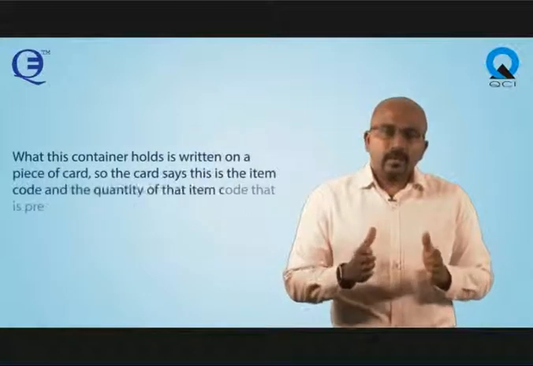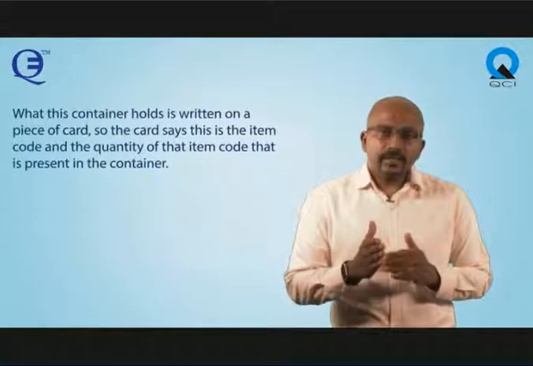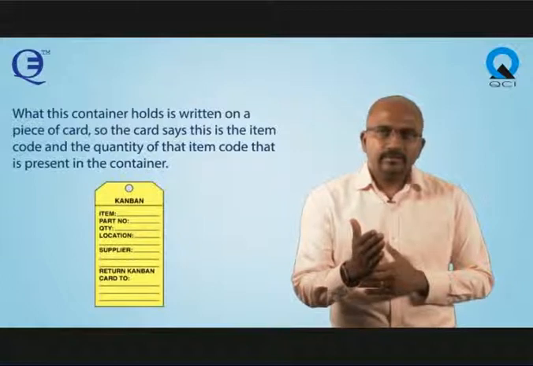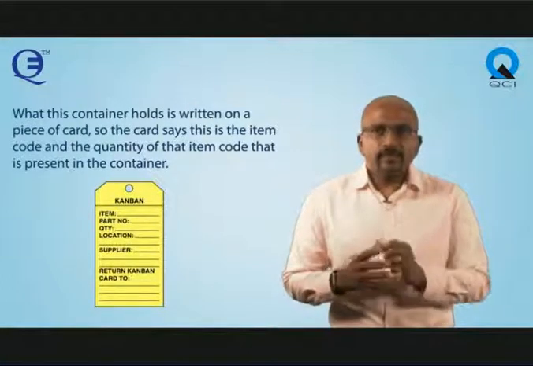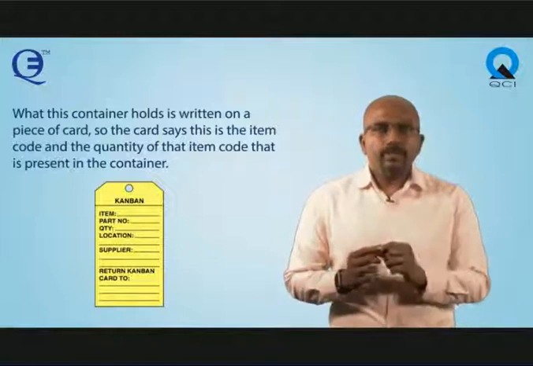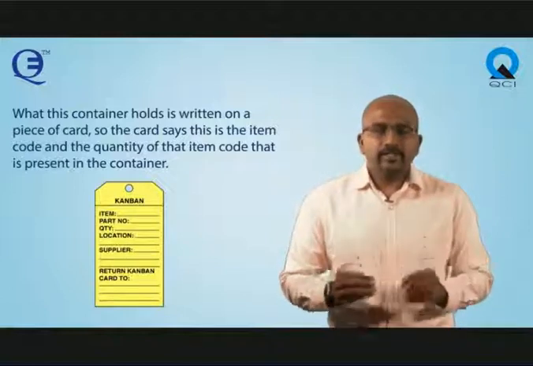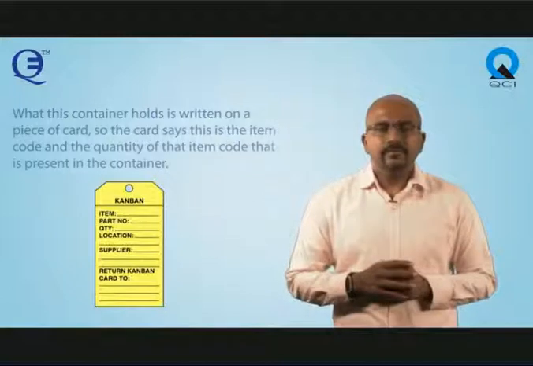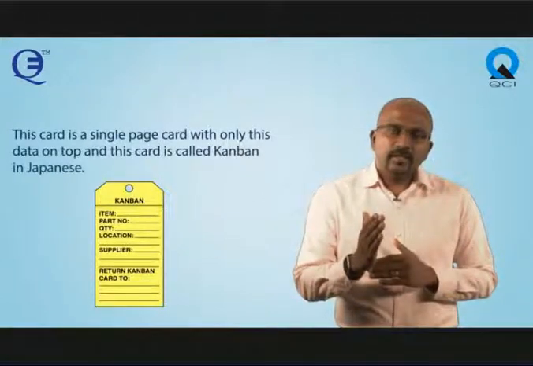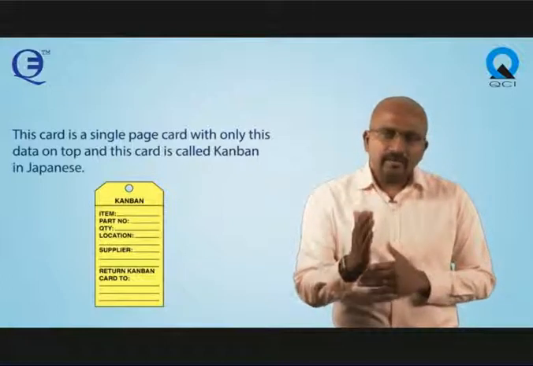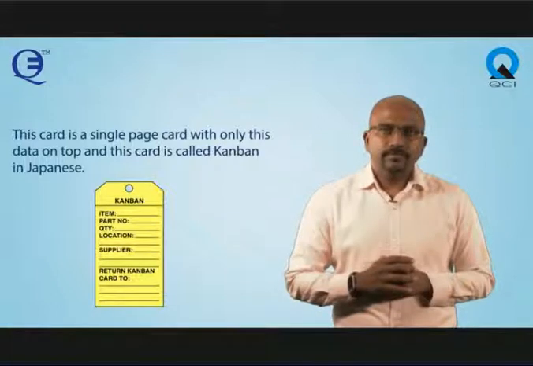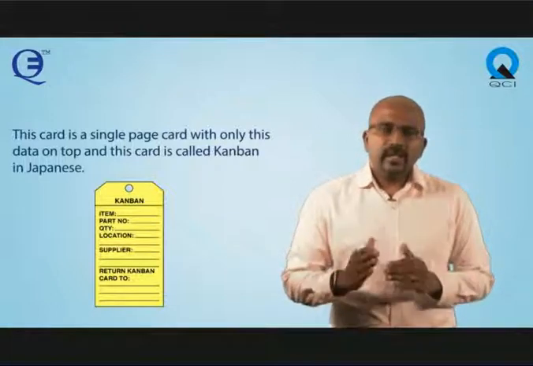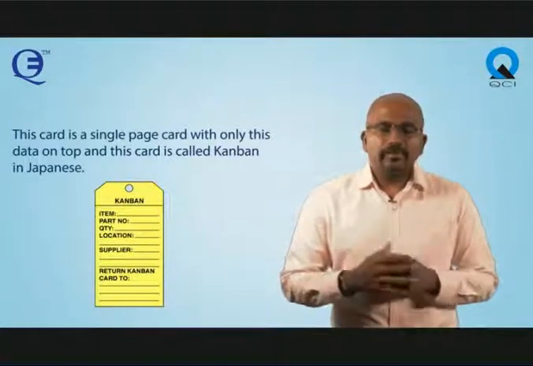And what this container holds is written on a piece of card. So the card says this is the item code and the quantity of that item code that is present in the container. This card is a single page card with only this data on top. And this card is called Kanban in Japanese.